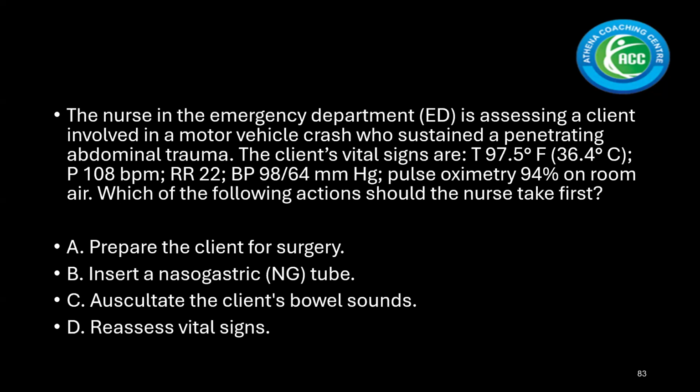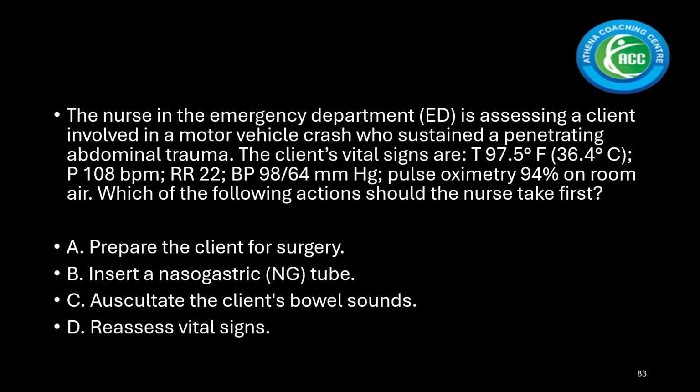Here, the nurse in the emergency department is assessing a client involved in a motor vehicle crash who sustained a penetrating abdominal trauma. The client's vital signs are temperature 97.5, pulse 108, respiratory rate 22, BP 98/86, and pulse oximetry 94 on room air. Which of the following actions should the nurse take first?